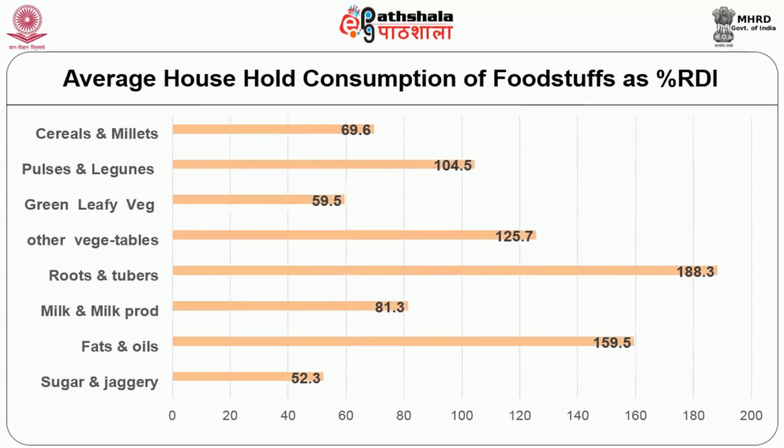If we look at the average household consumption of foodstuffs as per the recommended dietary intakes of Indians, which have been stipulated and described by the Indian Council of Medical Research, National Institute of Nutrition in 2010. If you look at this slide, the average Indian, particularly in urban India, is consuming cereals and millets around 70%, whereas for pulses and legumes the RDI has reached above 100%. But green leafy vegetables, milk and milk products have not come up to the mark of RDI.